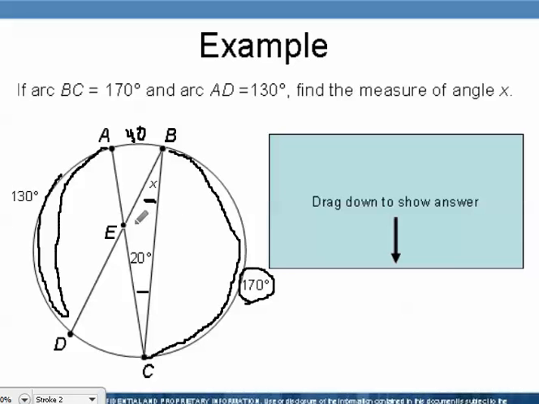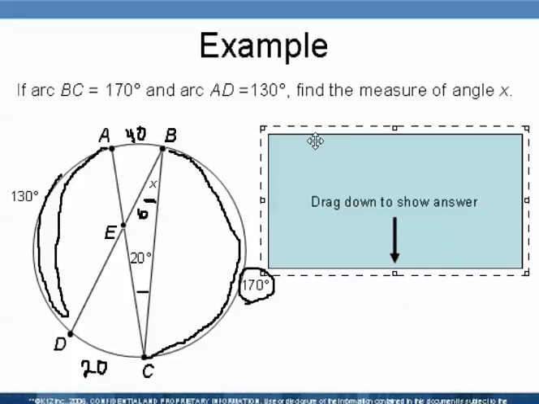We know that the circle is 360 degrees. If I add 130, 170, and 40, what do I get? I get 340. That means 340 from 360, so this arc must be 20 degrees out here. And the angle is going to be half of that arc, 10 degrees. Do you see how I worked through that to get that information?